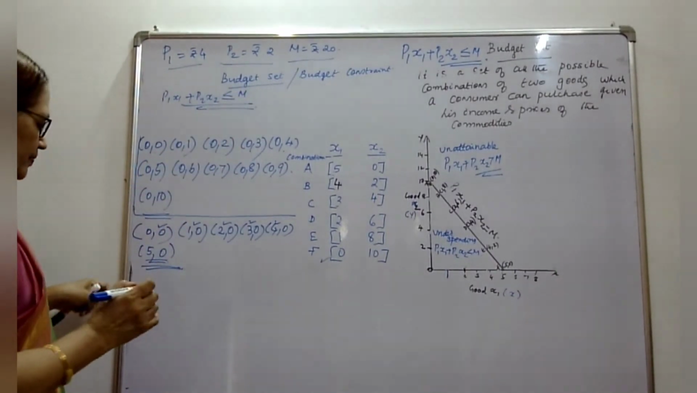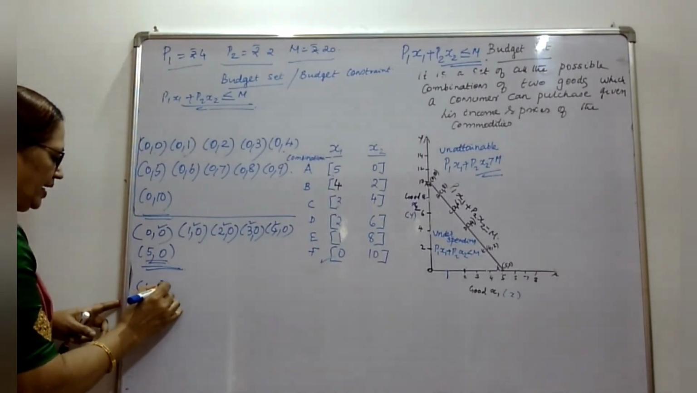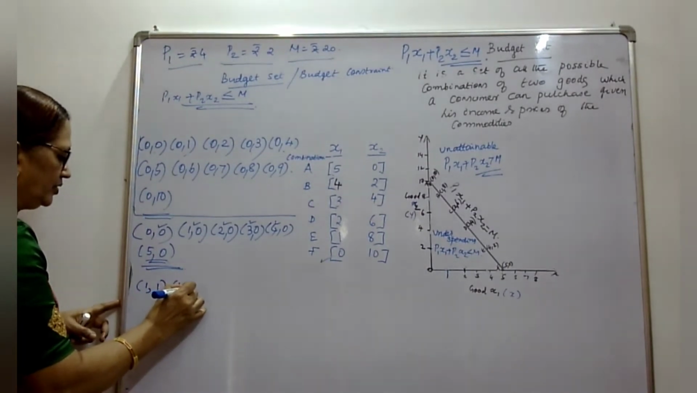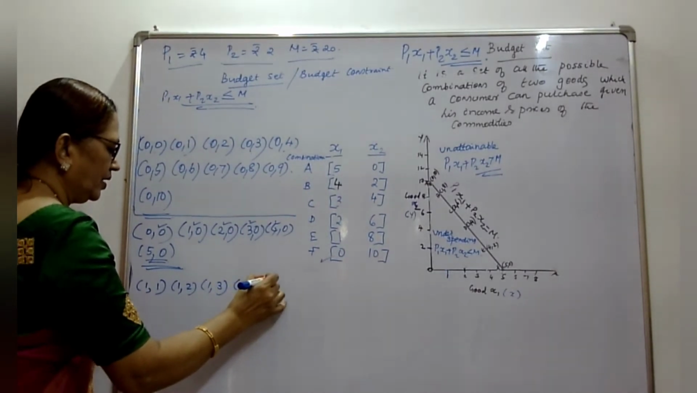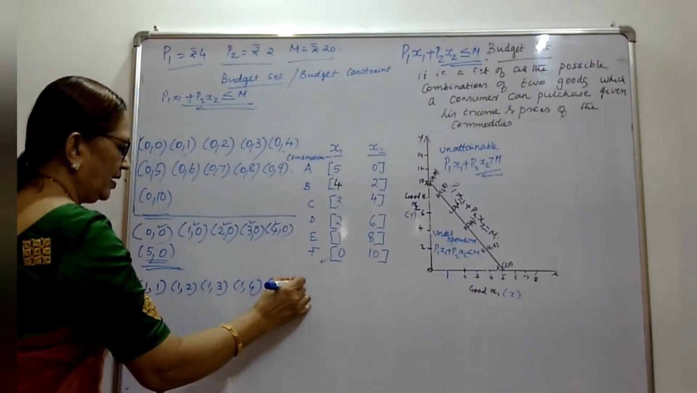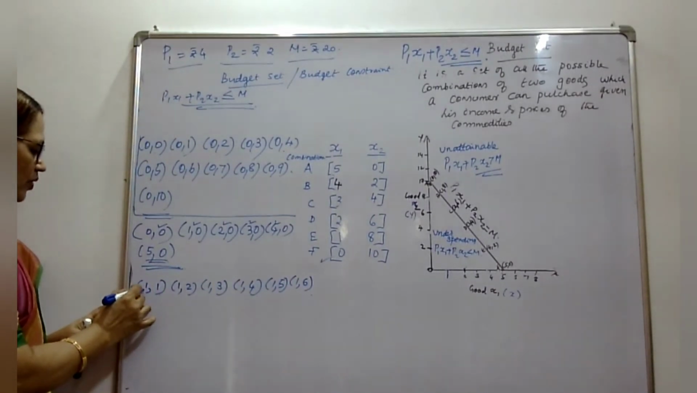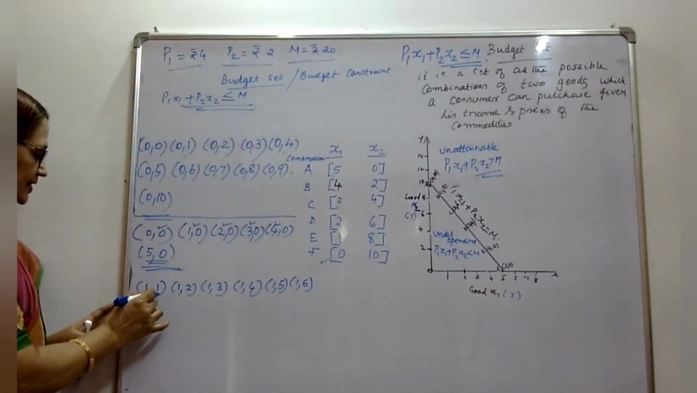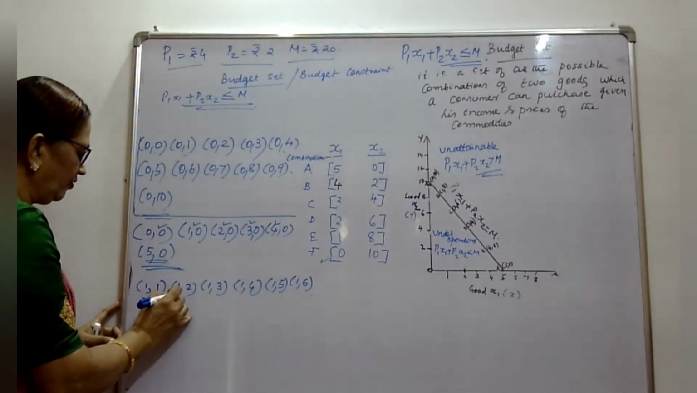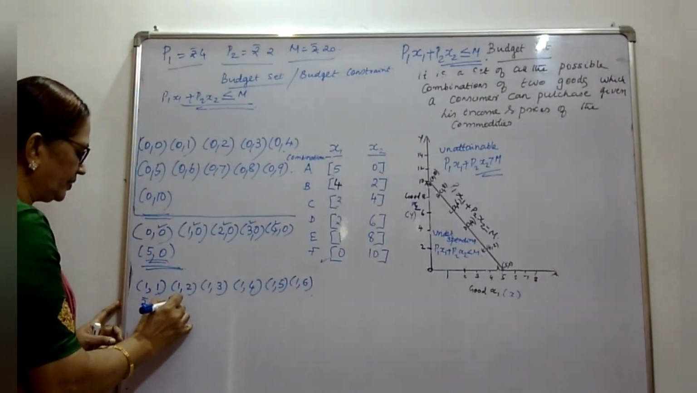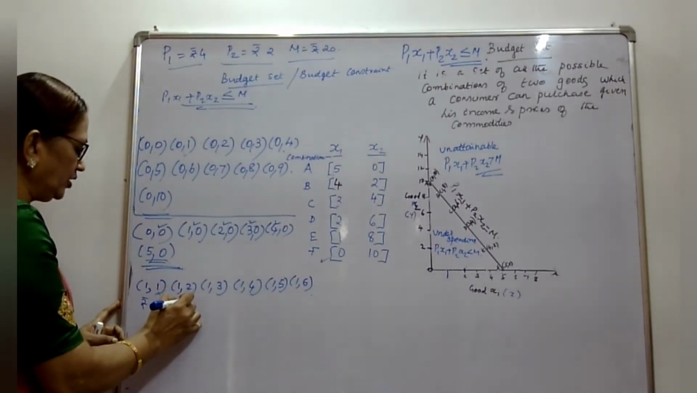We will check one more. 1 unit of x1, 1 unit of x2. Then 1, 2; 1, 3; 1, 4; 1, 5; 1, 6. Let us check. 1, 1 means 4 rupees plus 2 rupees, 6 rupees spent here. Here 4 plus how many rupees? 1 into 4, 4, plus 2 into 2, 4. 8 rupees spent.